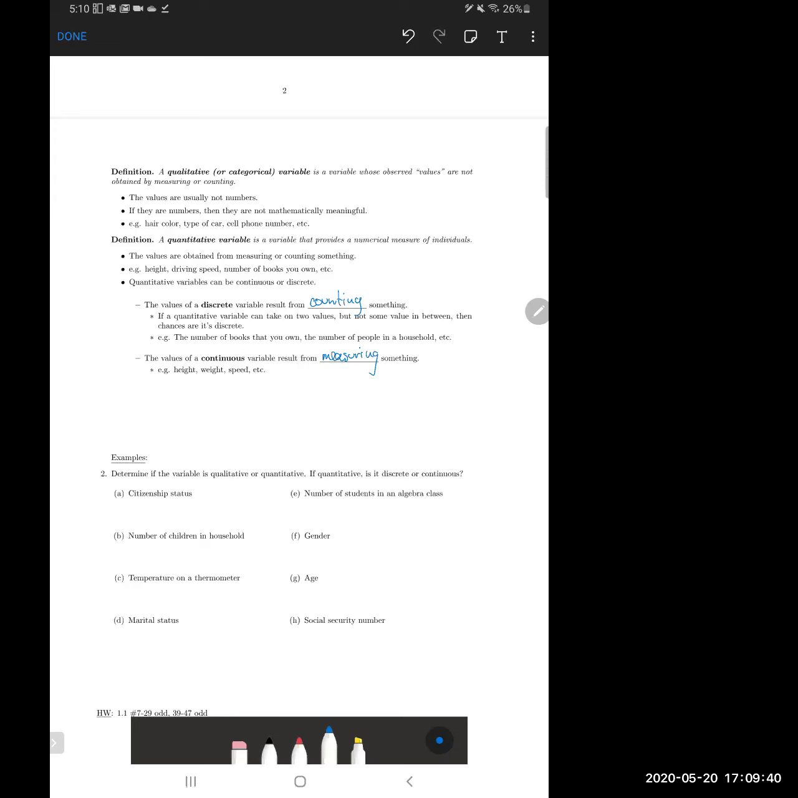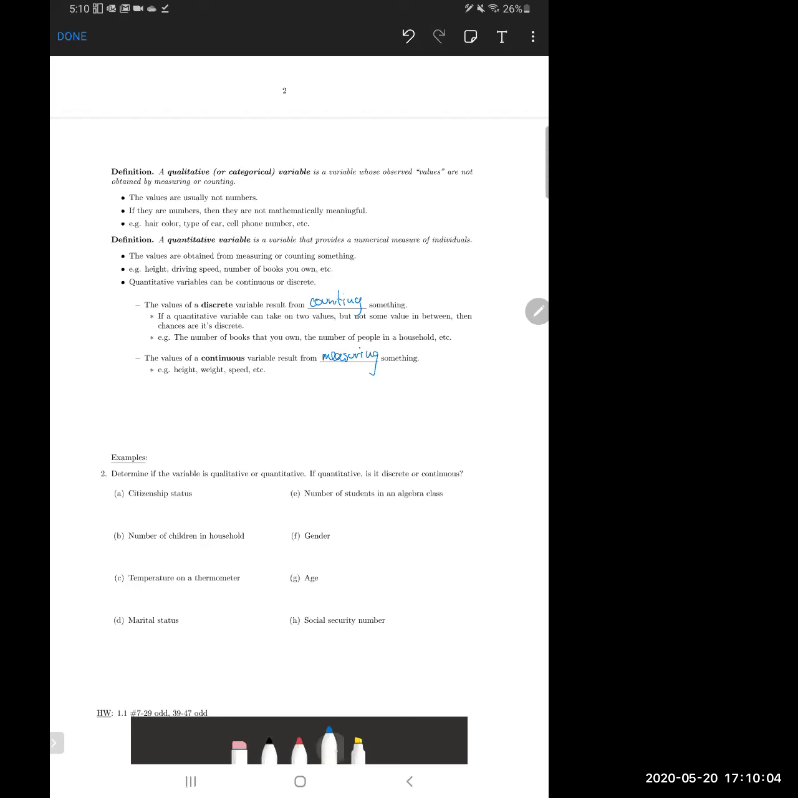Okay, so examples of discrete variables would be number of books you own, number of people living in a household, number of shoes in your closet, and so forth. Things that you count. Whereas examples of continuous variables would be things like height, weight, speed, temperature. Things that you measure.